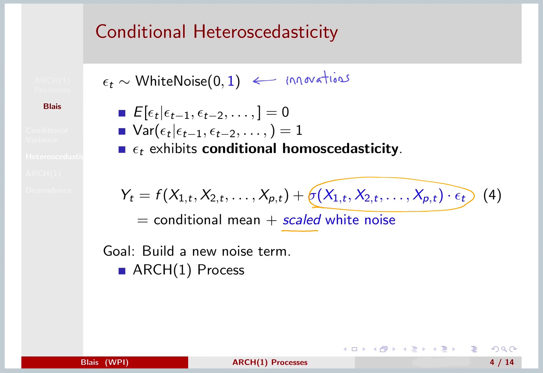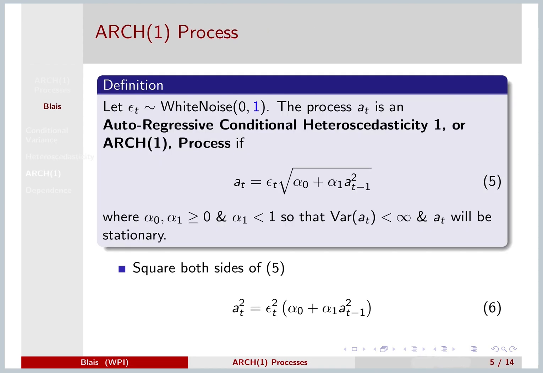The first type of process we will look at for such a noise term is the ARCH-1 process. The definition of the ARCH-1, or the autoregressive conditional heteroscedasticity 1 process, is as follows. a_t equals epsilon_t, which is one of our white noise 0-1 processes, times the square root of alpha_0 plus alpha_1 a_{t-1} squared. The restrictions on the parameters: alpha_0 and alpha_1 must be non-negative, and alpha_1 must be less than 1. The result of these assumptions is that the variance of a_t will be finite and a_t will be stationary.